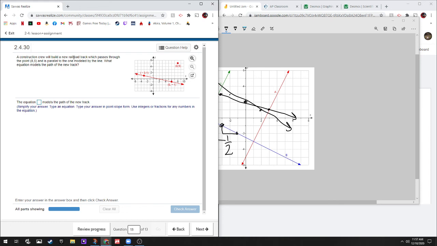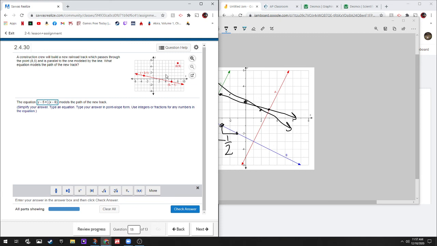Okay. And our last question. A construction crew will build a new railroad track which passes through the point (8, 5) and is parallel to the one modeled by the line. What equation models the path of the new track? Ooh, I'm allowed to use point slope form. Awesome. So I already know, I see my point is (8, 5). I already know it's y minus the y value, which was 5, equals, I don't know the m yet, but I do know it's going to be x minus the x value, which is 8. I just got to find the slope, and then we're done.